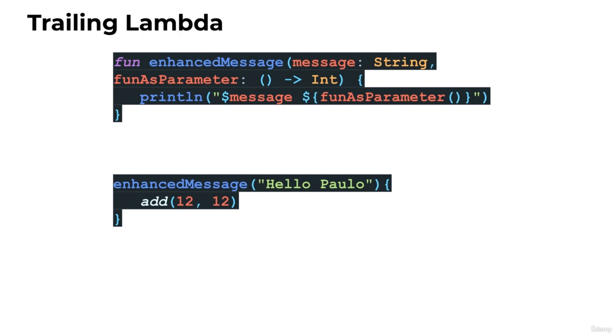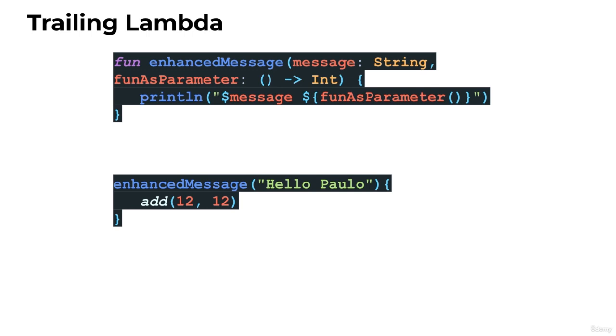In other words, according to Kotlin convention, if the last parameter of a function is a function in this case, then a lambda expression passed as the corresponding argument can be placed outside the parentheses. If you look at enhancedMessage, when we call it, we pass in hello Paulo, and outside of the parentheses, we just go ahead and call the lambda and pass another function that will return an integer, because we said the funAsParameter returns an integer. So we can pass either just a number there. I just chose to pass the add 12 to get 24. So that function we're passing inside of our call here, this lambda, could be anything, okay? As long as it returns an integer, because that is the contract we have.